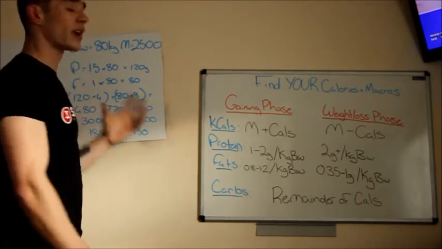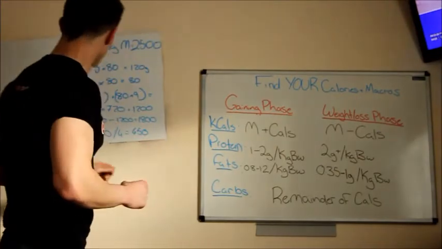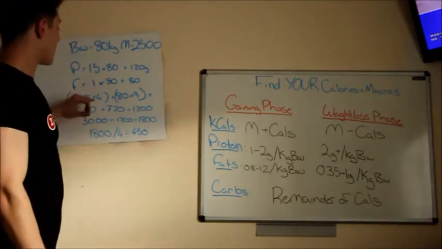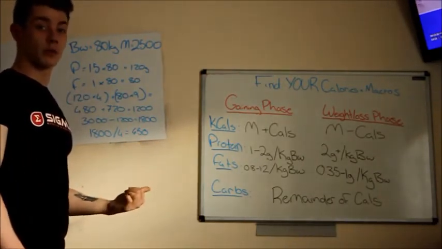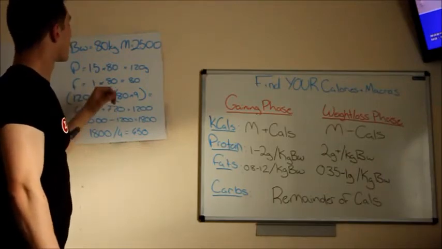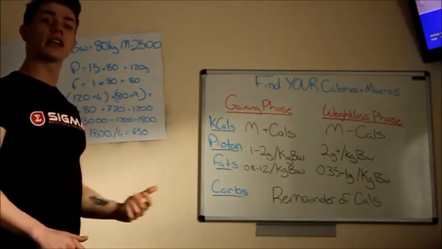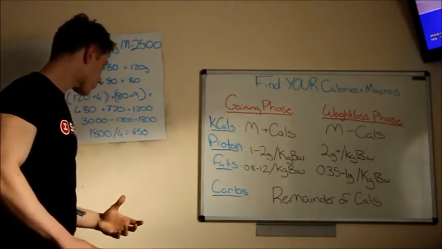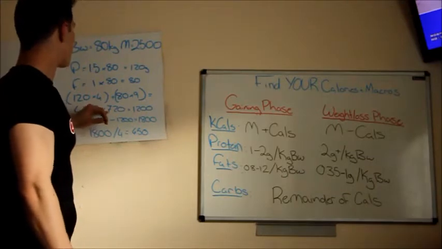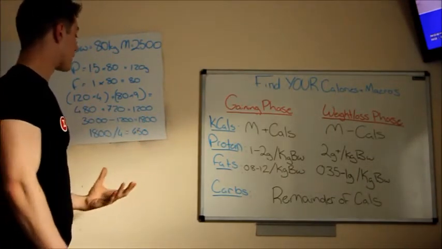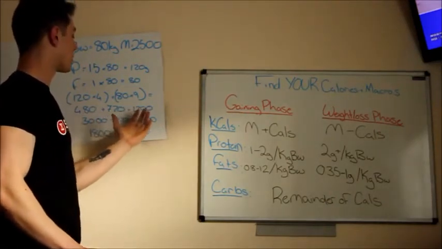So then, we've got to work out how many calories our fats and proteins create. So, I multiplied 120 grams of protein by 4, as there's 4 calories in 1 gram of protein. I then multiplied 80 grams of fat by 9, as I stated before, there is 9 calories per gram of fat, which then came to 480 calories from protein and 720 calories from fats. So our total calories from fats and proteins is 1,200.